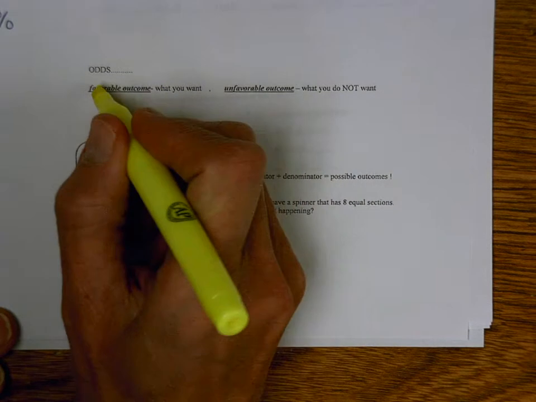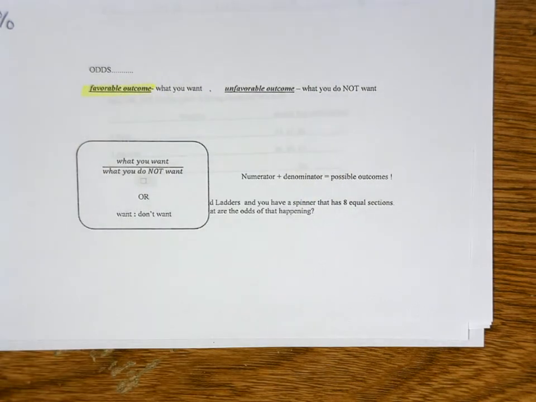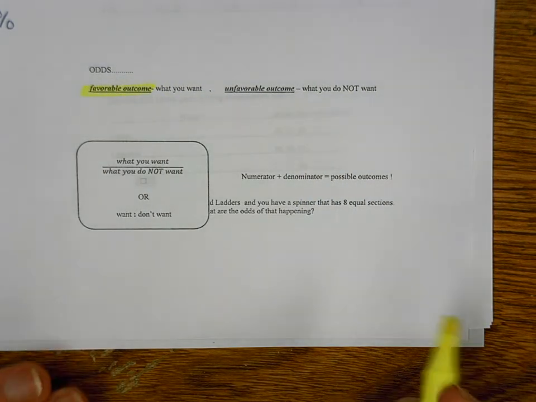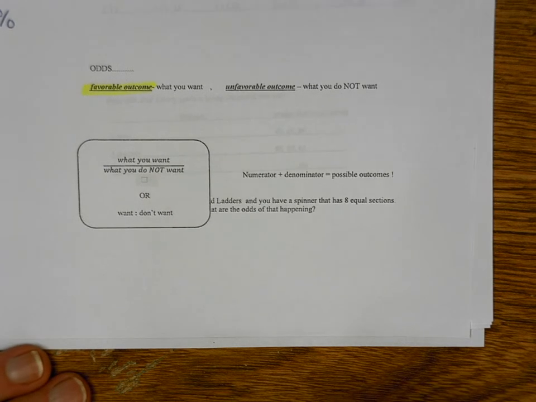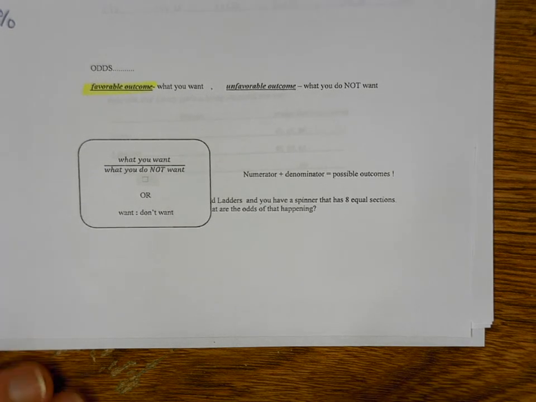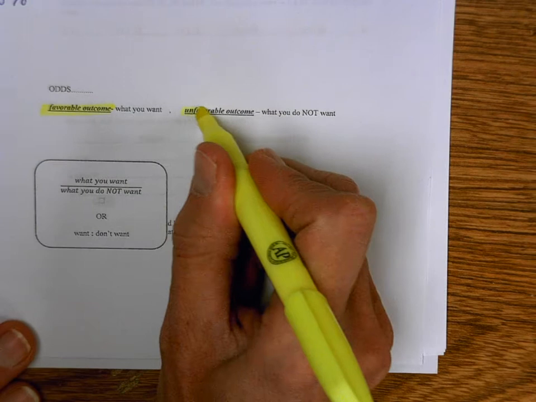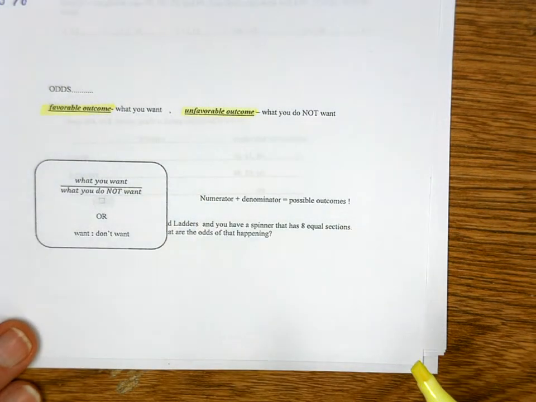Now, when I look at the word odds, there's two words that you need to know about: favorable outcomes and unfavorable outcomes. And I'd like you to highlight those, please. Now, a favorable outcome is something that you want. So like if you're playing a game and you've got a spinner and you really need a 3, that's what you want. That would be your favorable outcome. An unfavorable outcome is what you don't want.